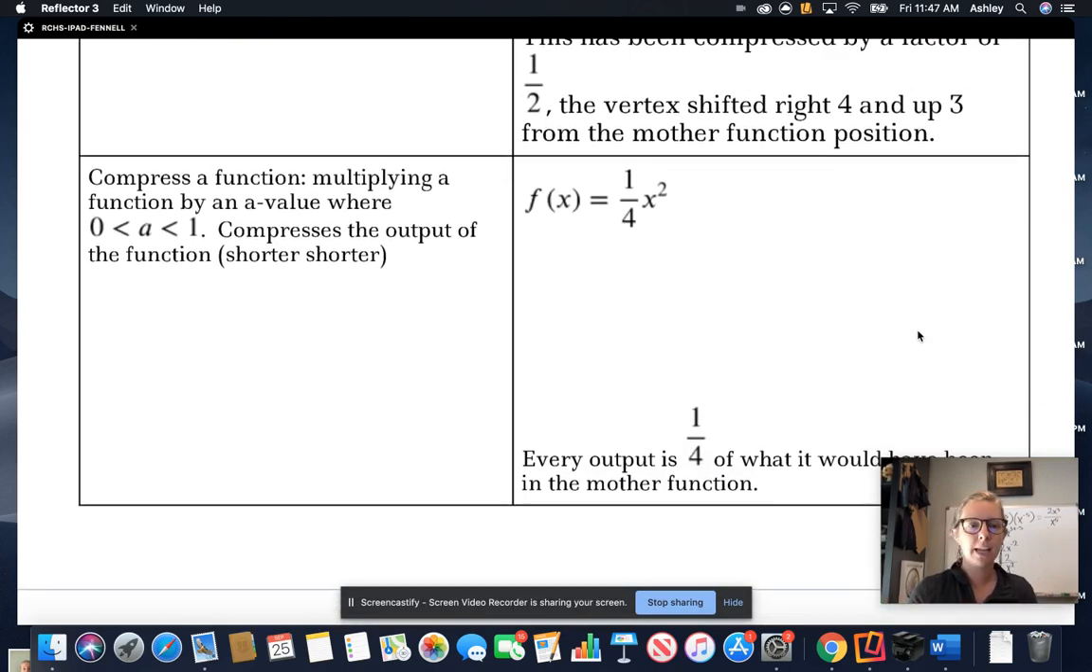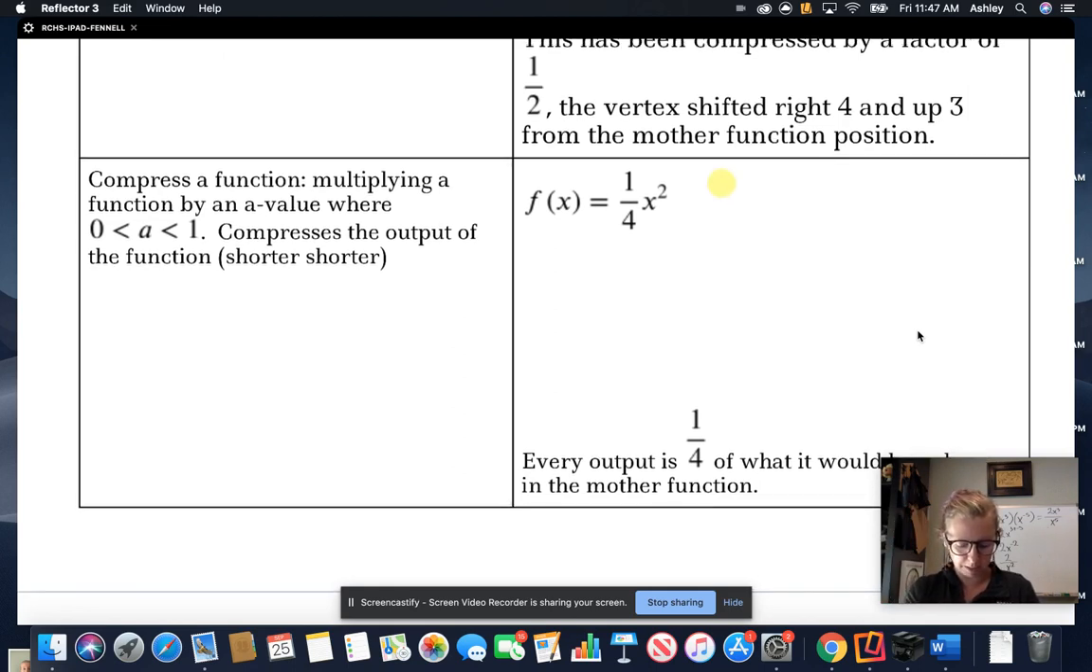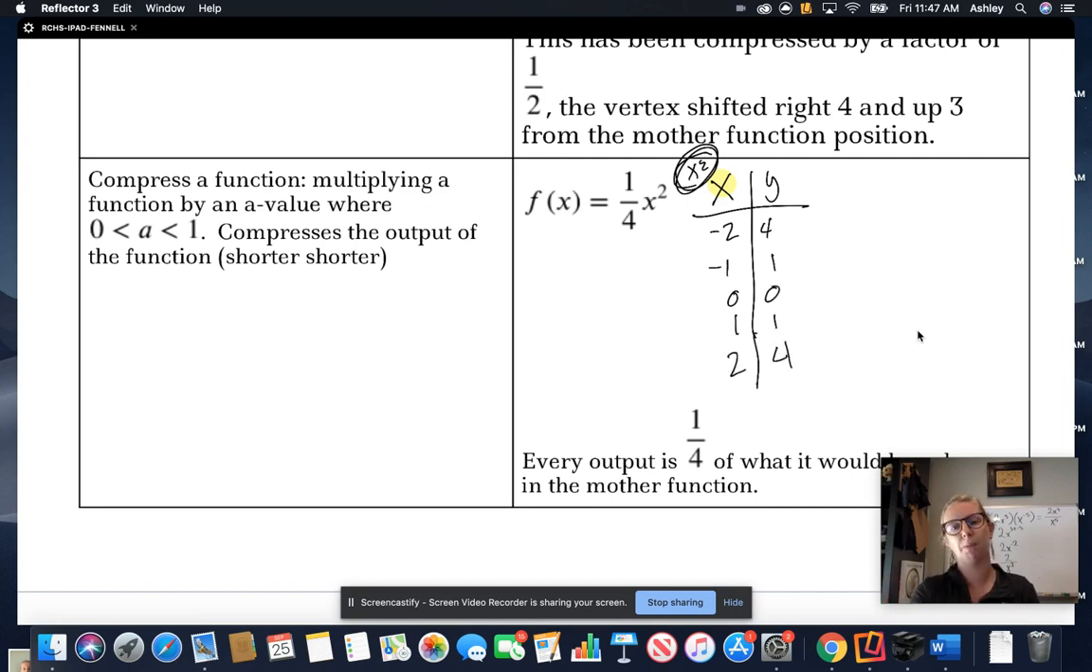Okay, so as I just said, if you have an a value that's a fraction, something less than 1 but greater than 0, it's going to shorten. So let's just think about what we said before. If we have x and y for the mother function x squared, well, we said we'd have -2, 4; -1, 1; 0, 0; 1, 1; and 2, 4, right? So that's my mother function, most basic version of a parabola.